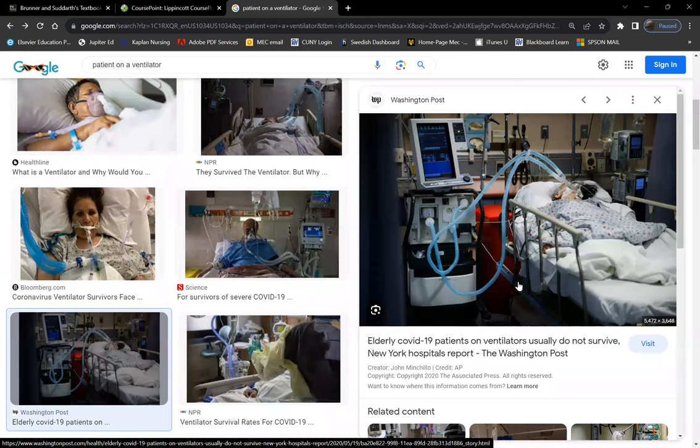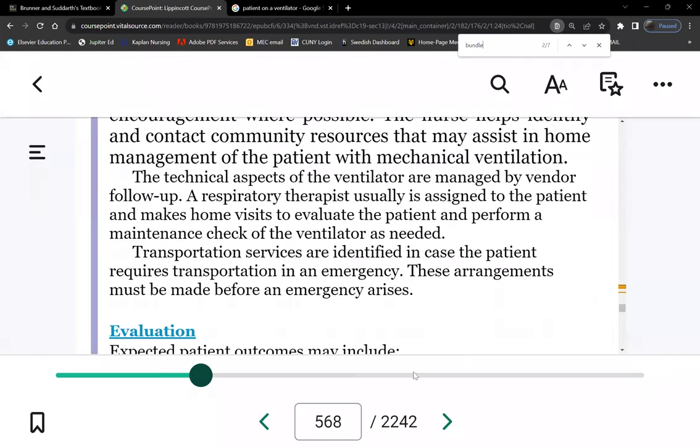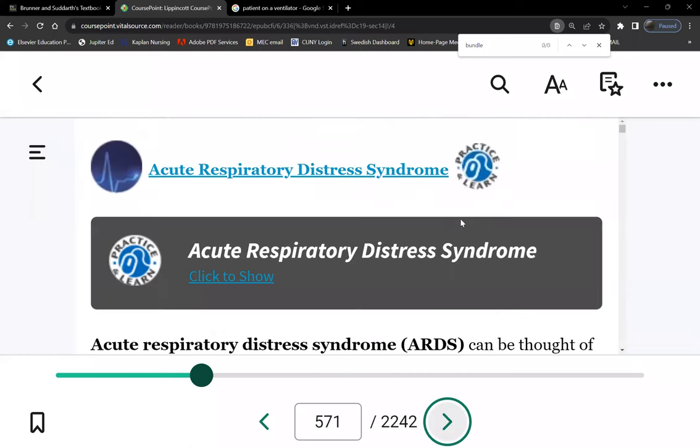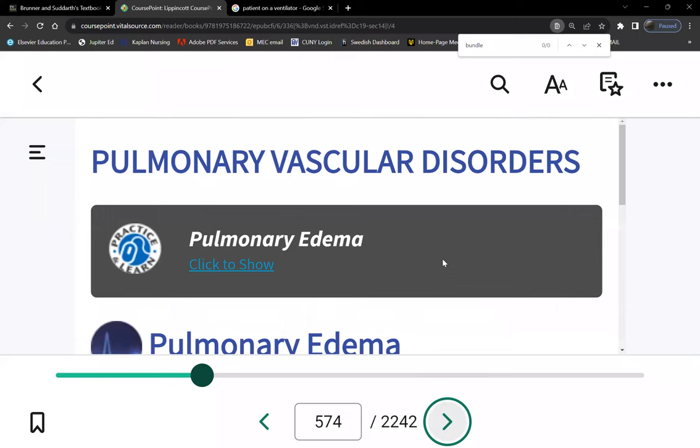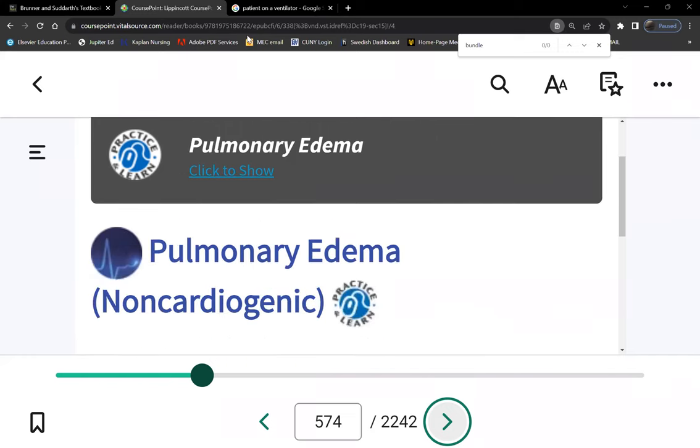So you are checking for like moisture. Yeah, moisture, of course, we check routinely, because that will cause high pressure alarm. Again, it depends on the hospital, but there's no routine changing of the circuit. If your hospital has one, then follow it, but typically no.